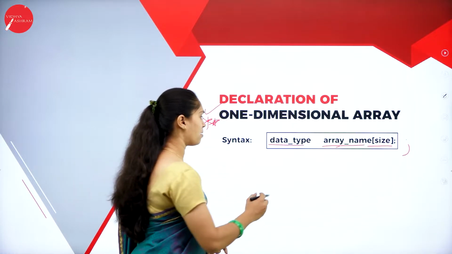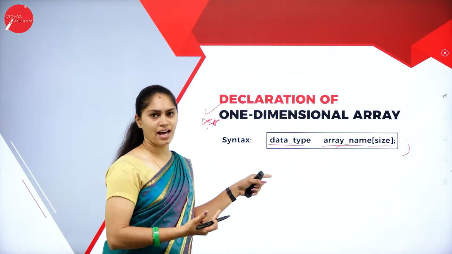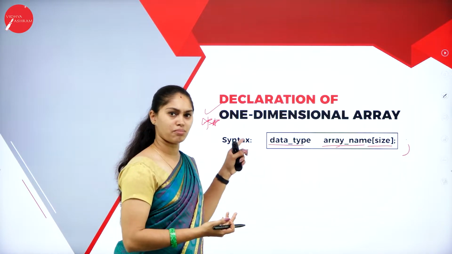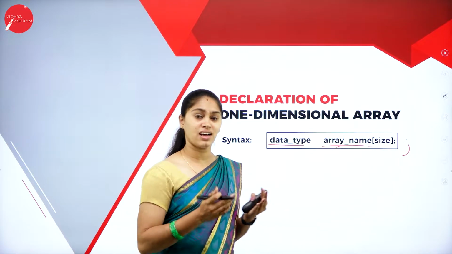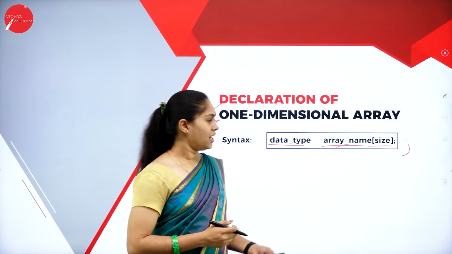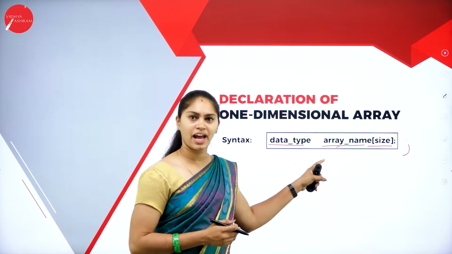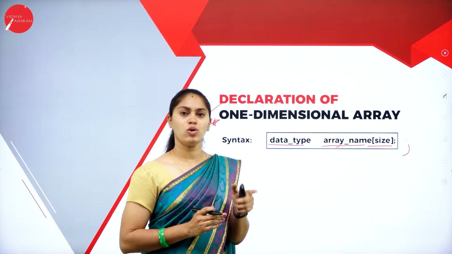Then what is the example? Consider the data type. I can take either float, char, int, anything. But whatever data type we are taking must reflect the type of the elements. If I am taking int as the data type, then I have to take only elements which belong to integers. They must be whole numbers.